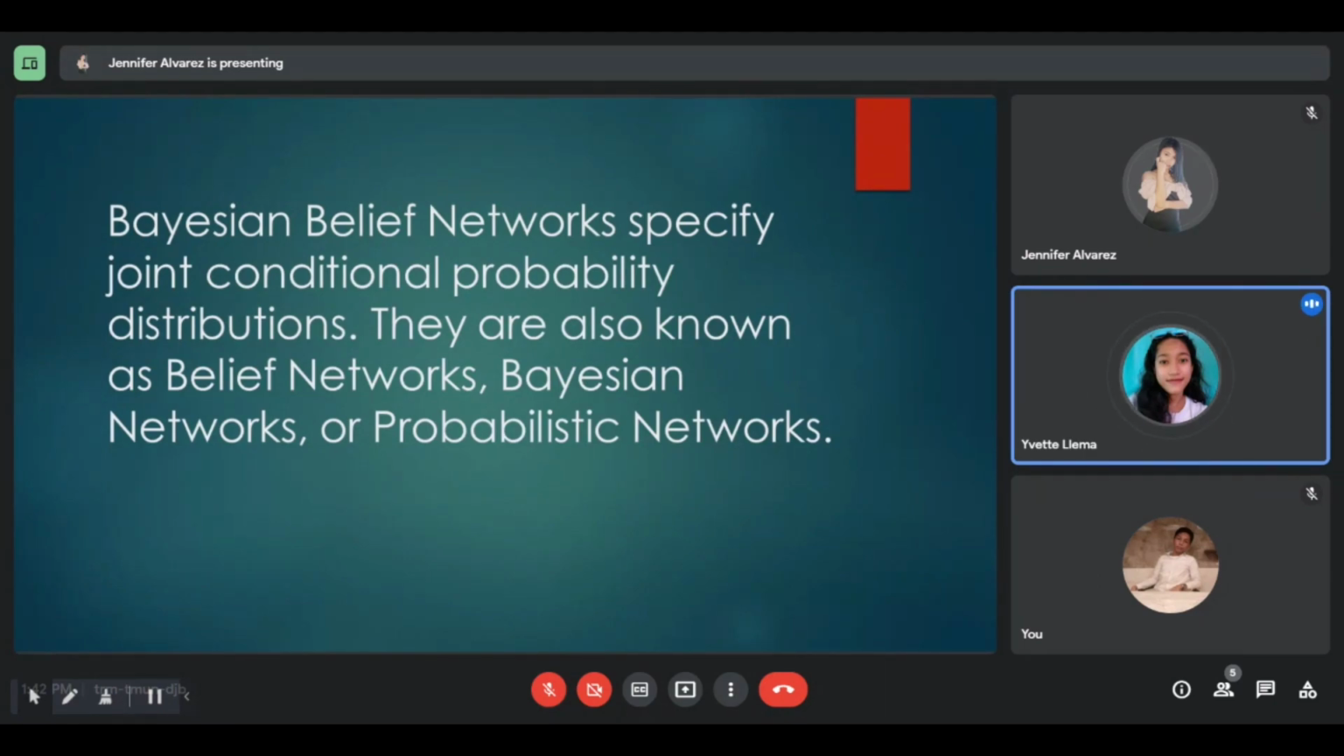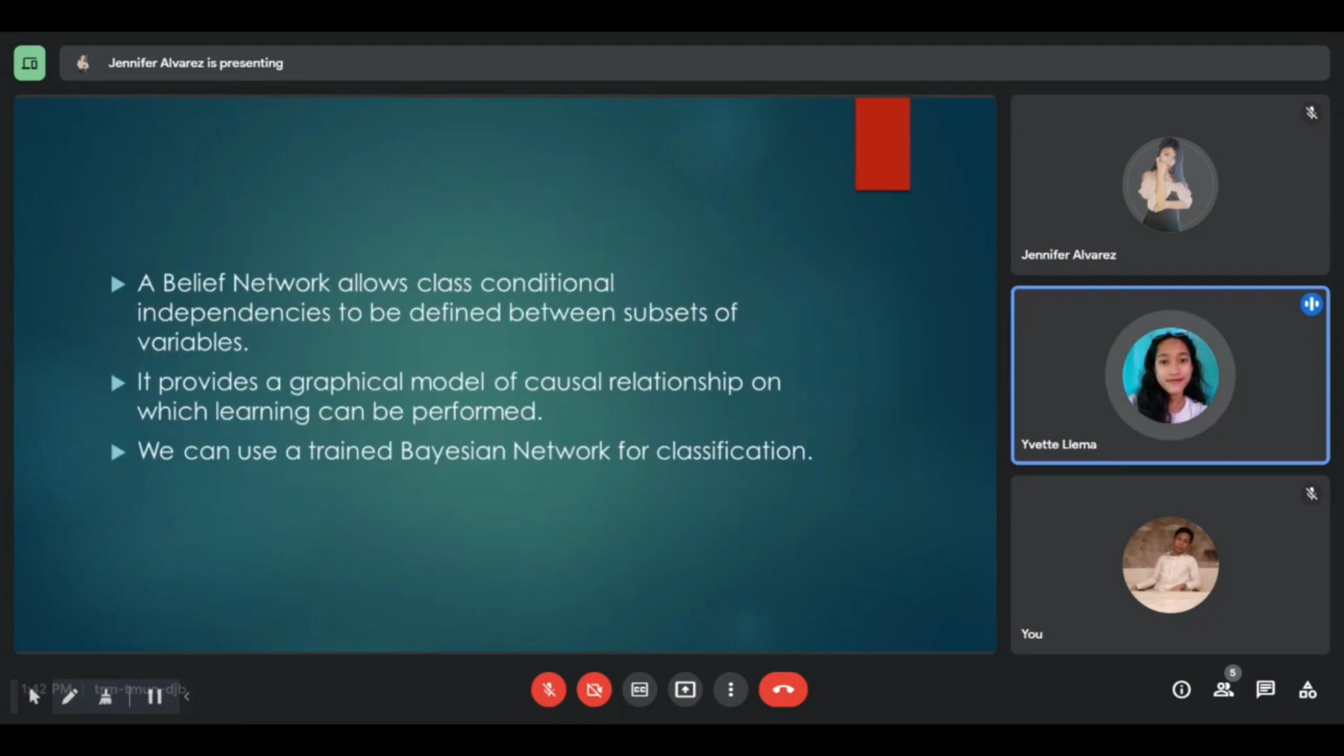Bayesian belief networks specify conditional probability distributions. They are also known as belief networks, Bayesian networks, or probabilistic networks. A belief network allows class conditional independencies to be defined between subsets of variables, provides a graphical model of causal relationships on which learning can be performed, and can use a trained Bayesian network for classification.